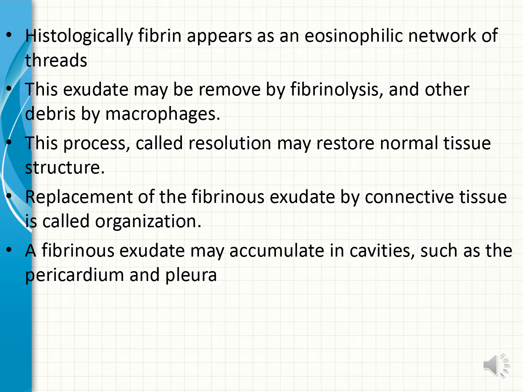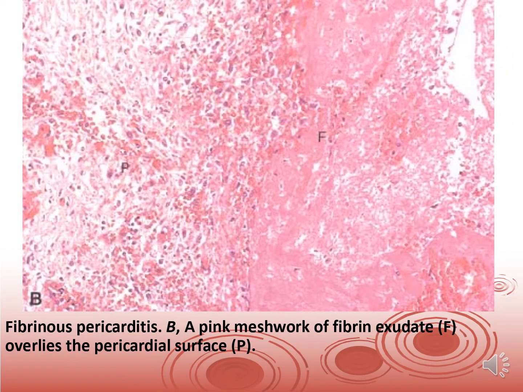A fibrinous exudate may accumulate in cavities such as the pericardium and pleura. And here you see the fibrinous pericarditis. F means fibrin. Pink meshwork of fibrin exudate overlies the pericardium surface. Here you see under letter P the pericardium surface with this overlying fibrin exudate accumulations.